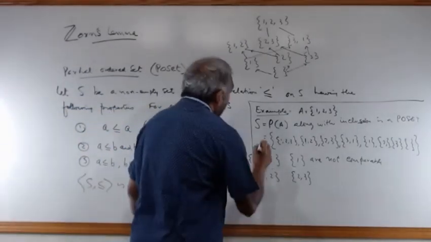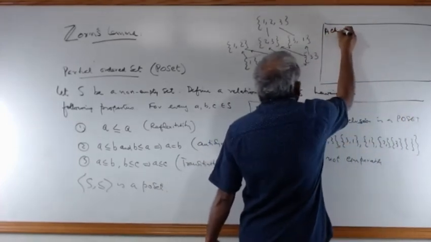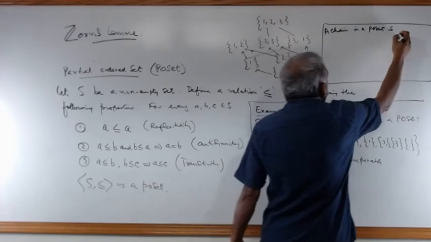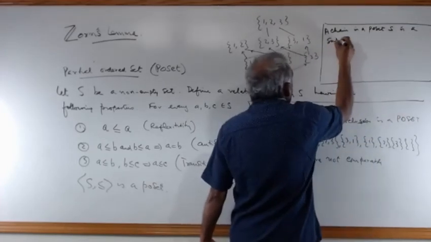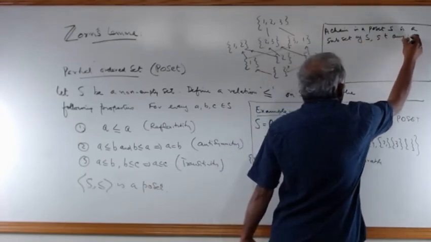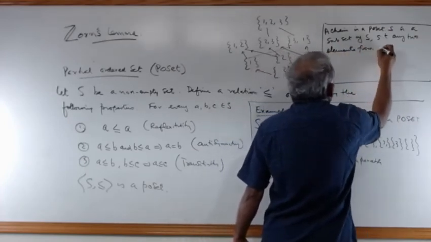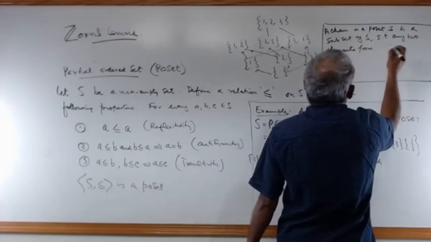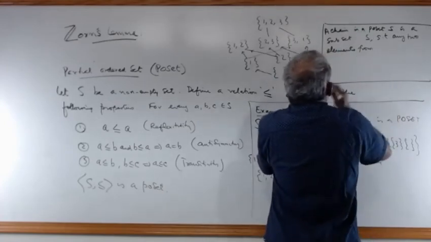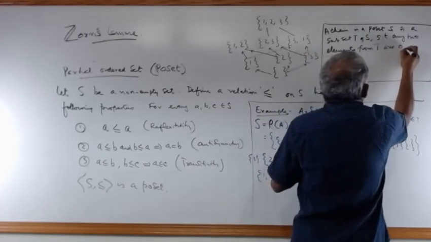Now, a chain in a poset S is a subset T of S such that any two elements from T are comparable.